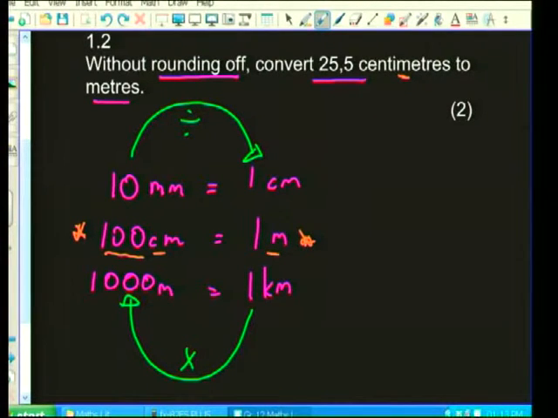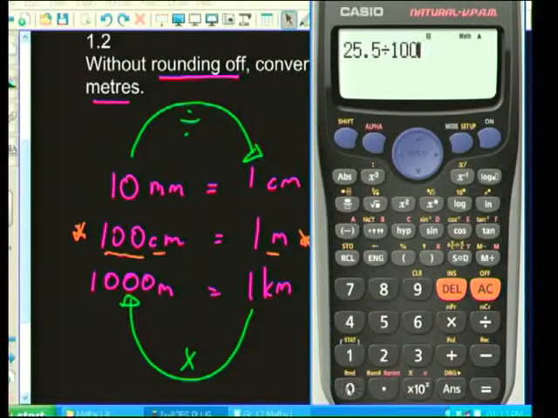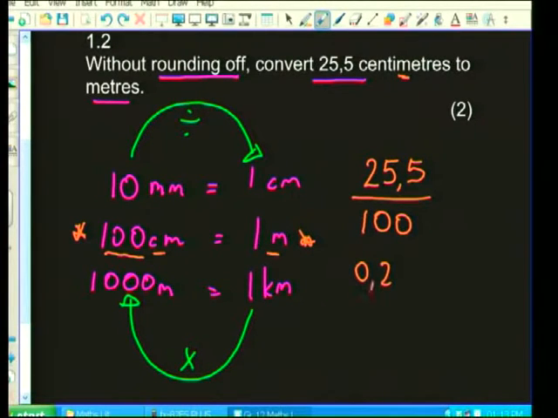So let's do a calculation. It's 25,5 centimeters. I'm going to divide that by 100, and I'm going to do that on my calculator. So it's 25,5 divided by 100. You can use your fraction button if you like. And we get an answer of 0,255. And remember they said don't round off. So that is 0,255 meters. Don't forget your units, and don't round off because they said without rounding off.